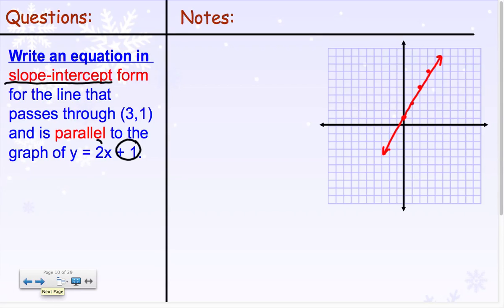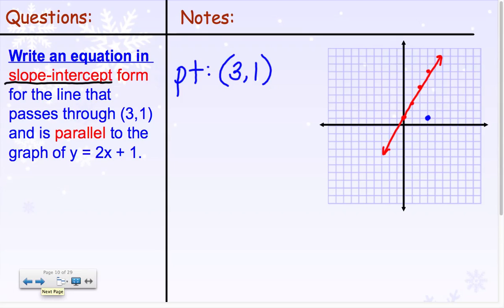I have the slope of my original line, but I have to figure out what the slope should be for my new line. I'm also given a coordinate point, (3, 1). I'm going to graph that coordinate point right now. I know that my line is going to need to go through that point. That point is going to be something I want to use when writing an equation. If it's going to go through that point, that needs to be in my equation somewhere.